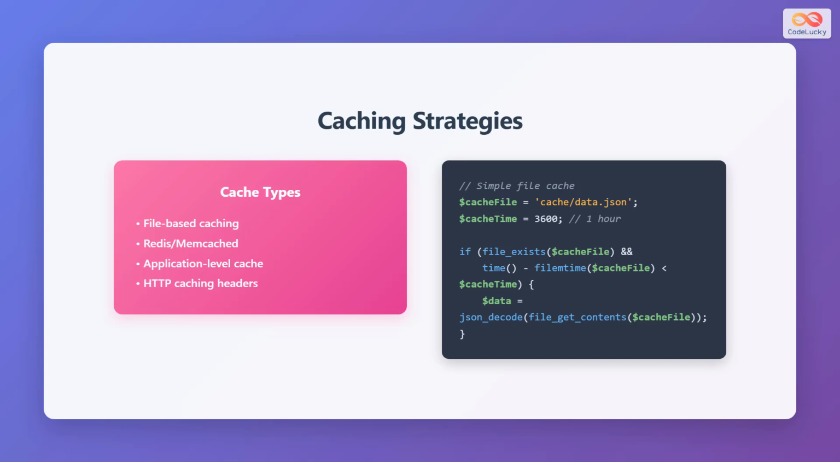$cacheFile = 'cache/data.json'. $cacheTime = 3600, which is 1 hour. If file_exists($cacheFile) and time() minus filemtime($cacheFile) is less than $cacheTime, then $data = json_decode(file_get_contents($cacheFile)).